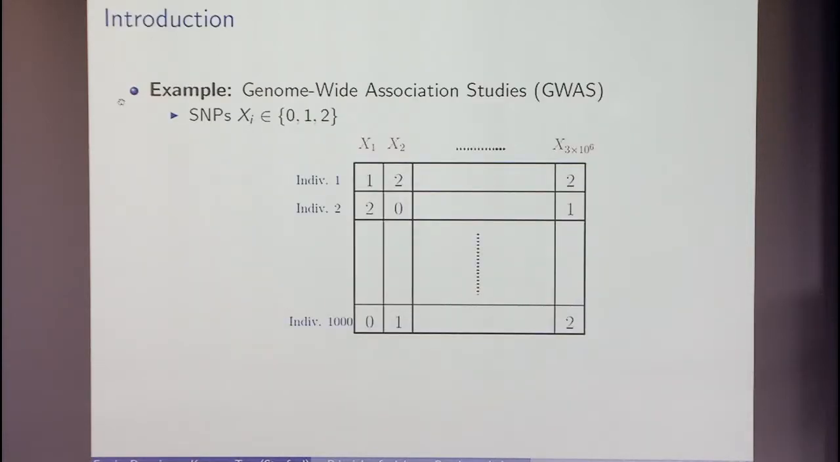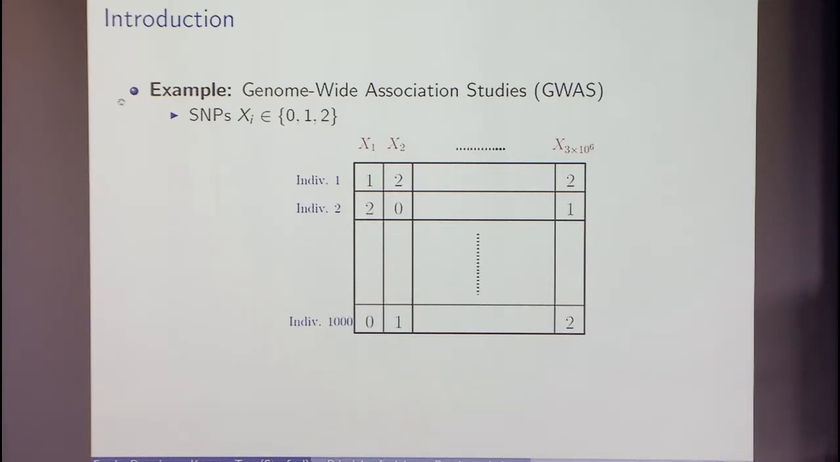Okay, so let me start with this genome-wide association studies example. Here we have a data set where we know the SNPs and genome sequence for, let's say, 1,000 individuals. So we are working with a high-dimensional setting. The number of SNPs is something like 3 million.